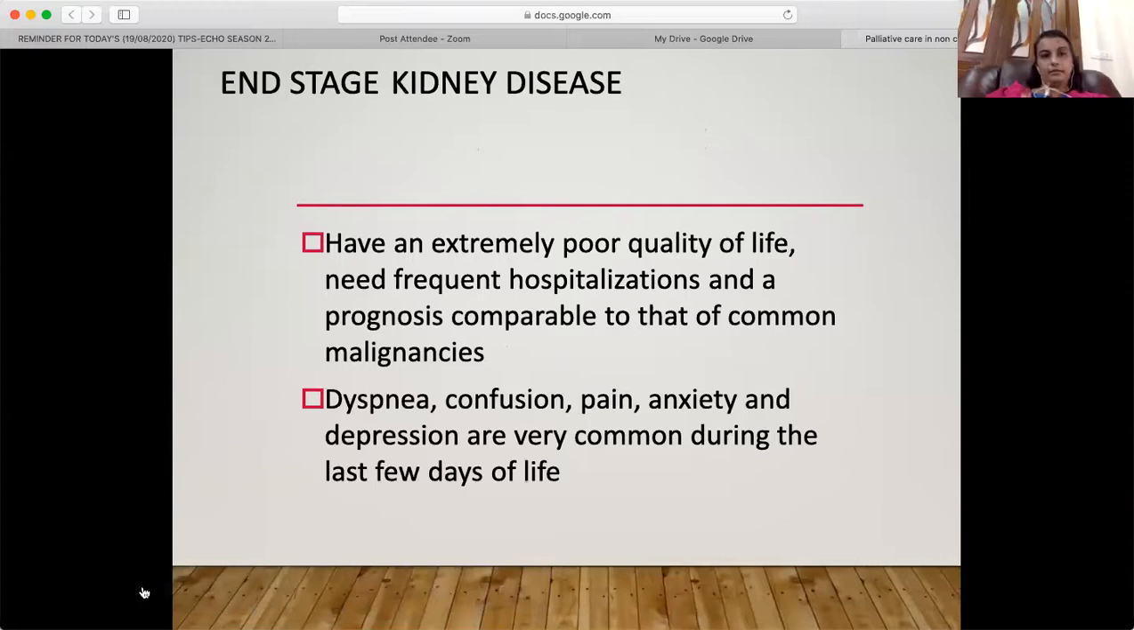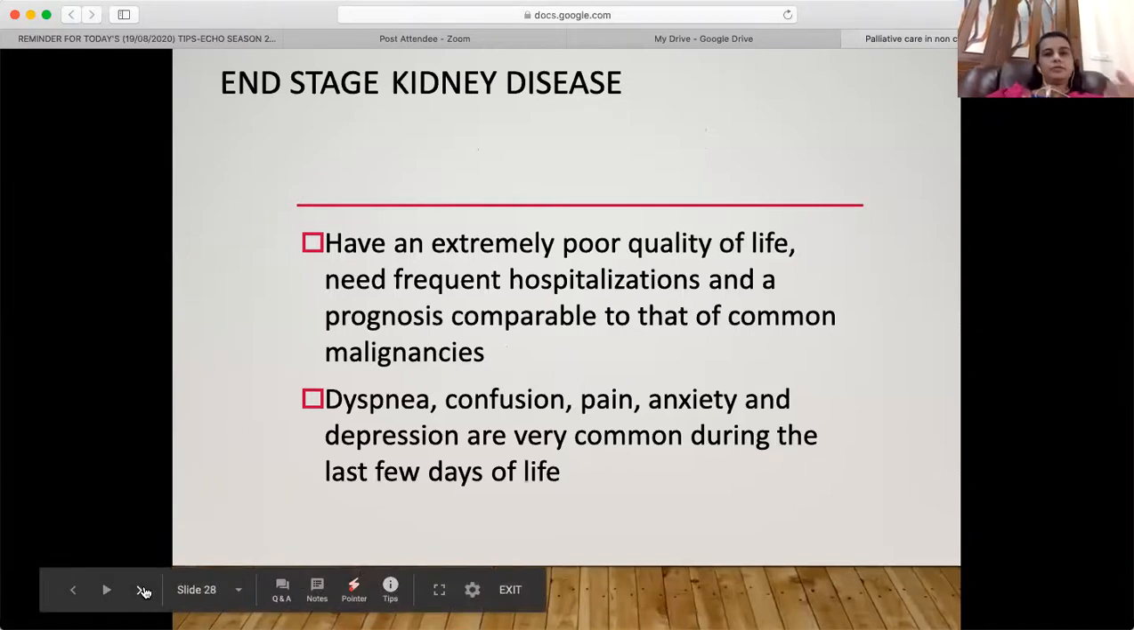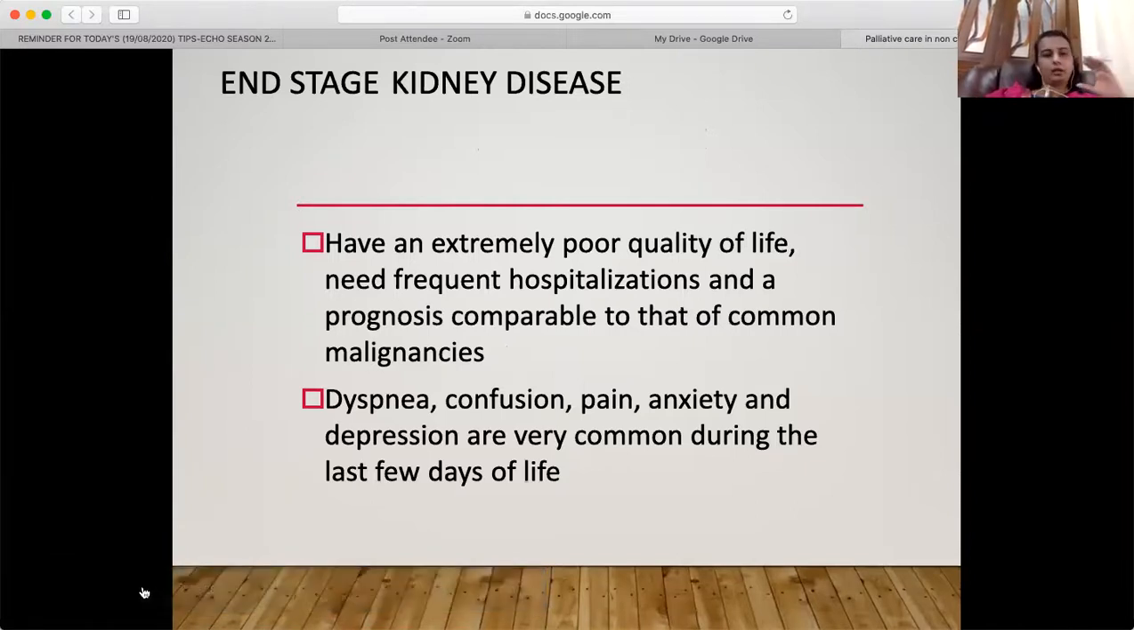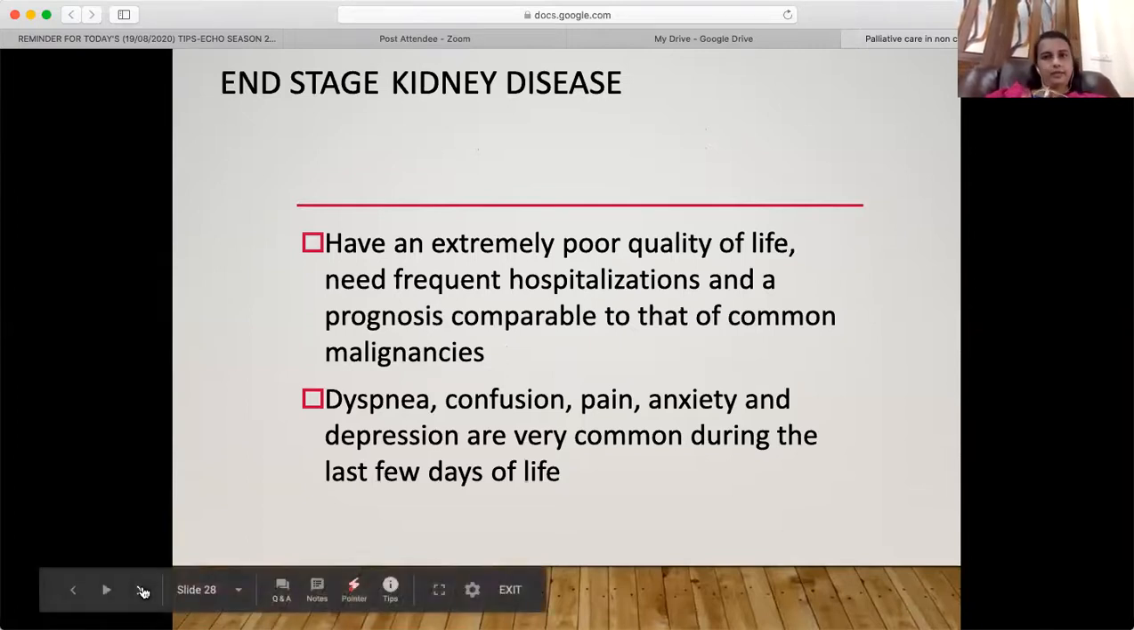Also, those who have extremely poor quality of life and need frequent hospitalization. And just as I mentioned about heart failure, in end-stage kidney disease the prognosis is also comparable to that of the common malignancies. The quality of life is very, very poor. And they can have all the symptoms like dyspnea, confusion, pain, anxiety, and depression is very common during the last few days of life.